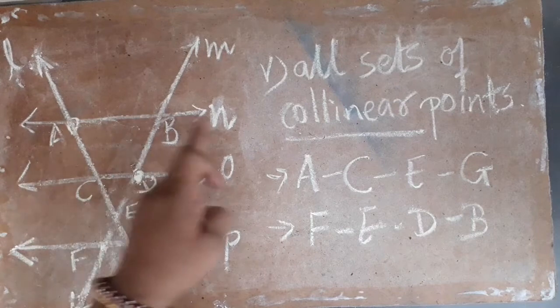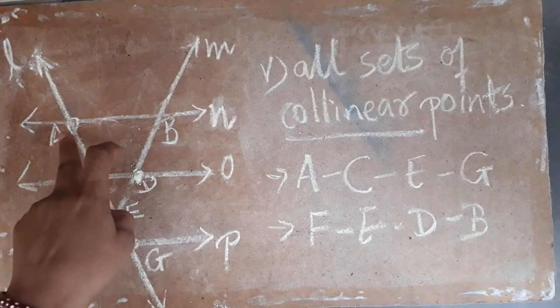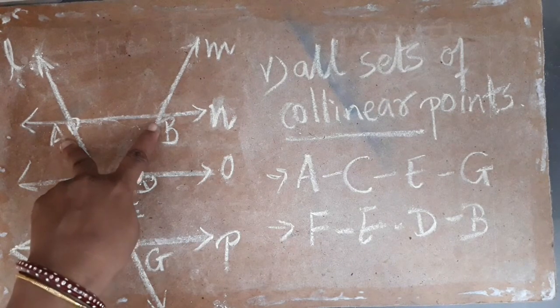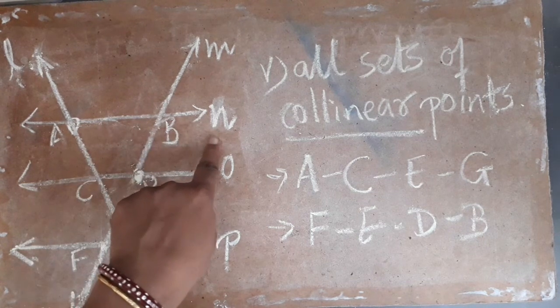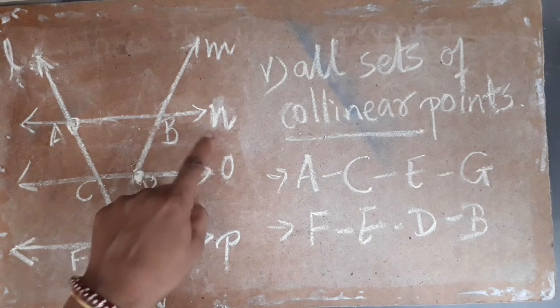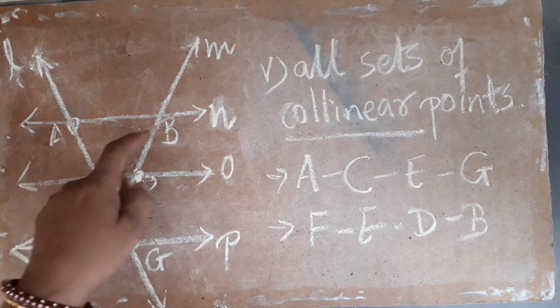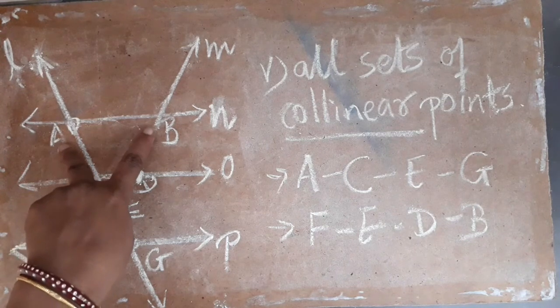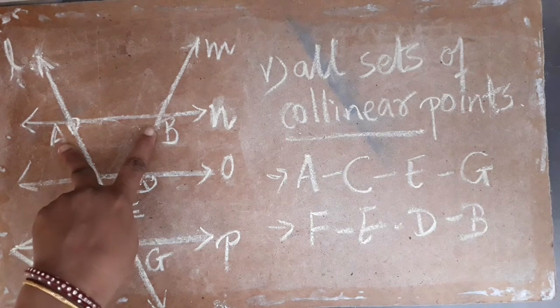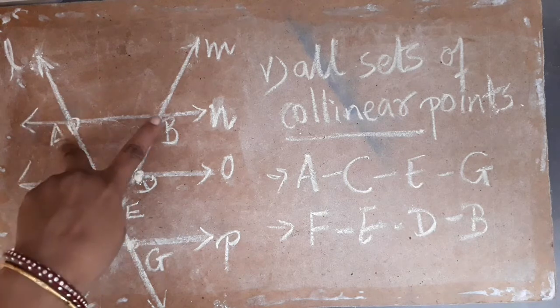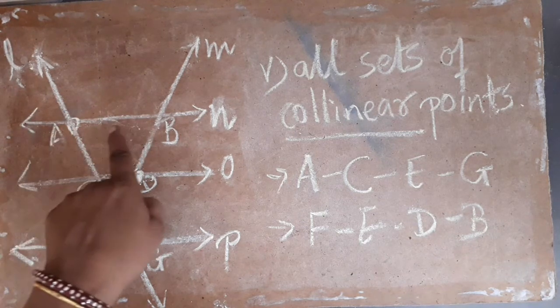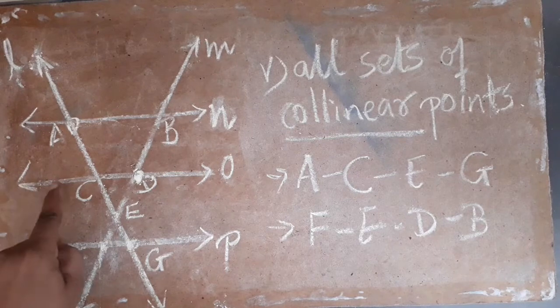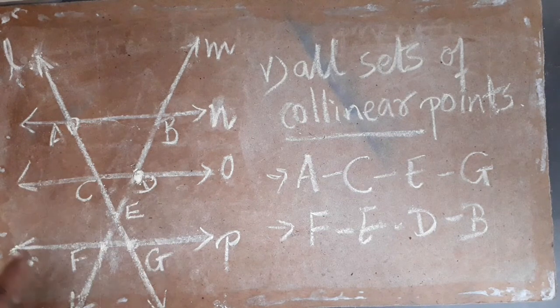If I am talking about this one, then the points are only A and B. This is not a point. A point is always written in a capital letter. So don't think that points A, B and N are collinear points. No, it is not so. Here the points are A and B only on the given line. So this is not a set of collinear points. Here also C and D, only 2 points are given. Here also if I think of this line, then only F and G are given.